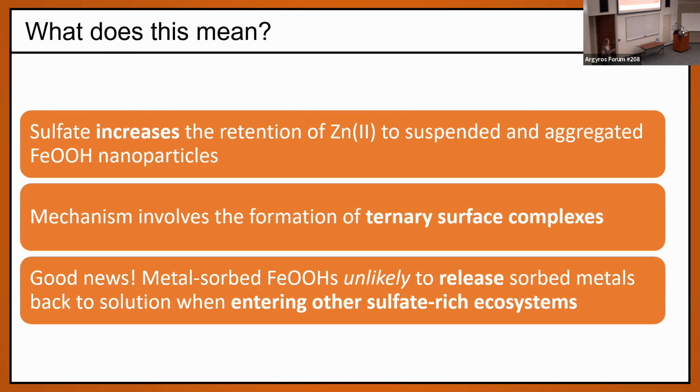So all that, what does it mean? Essentially, we see that sulfate increases the retention of zinc to suspended and aggregated iron oxyhydroxide nanoparticles. We also see that the mechanism likely involves ternary surface complexation. So that was what we saw where we had our iron nanoparticles with zinc bonded and then sulfate bonded on top, which is relatively novel. And this is good news because if we have metal sorbed iron oxyhydroxides, they are unlikely to release sorbed metals back into the environment when entering other sulfate-rich ecosystems.